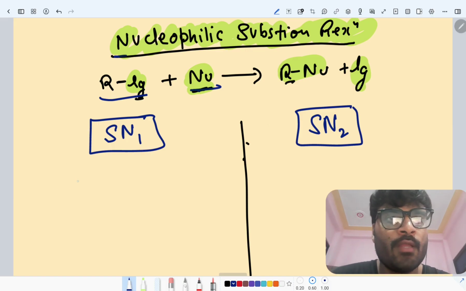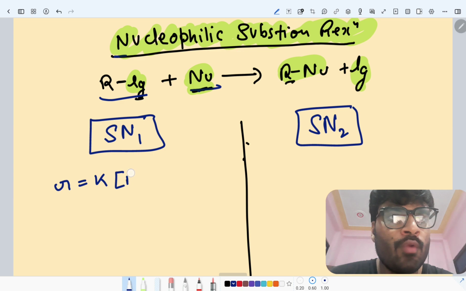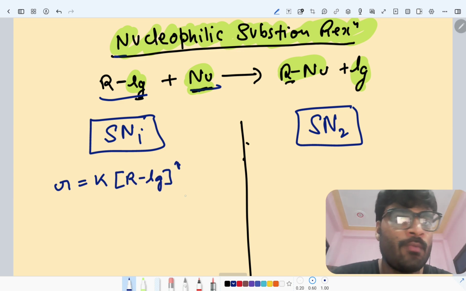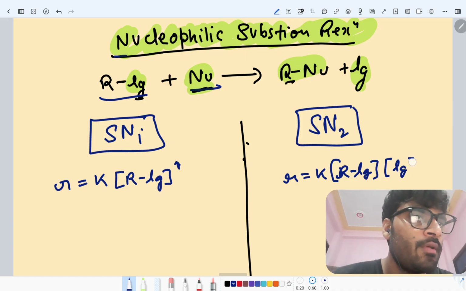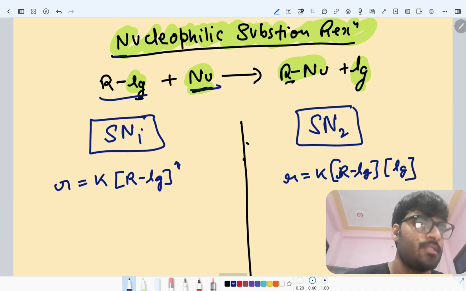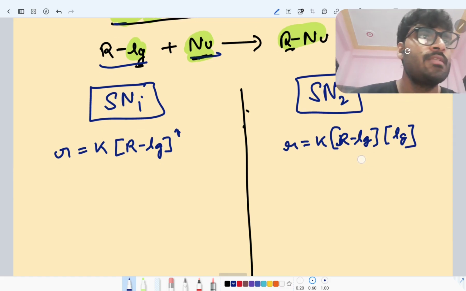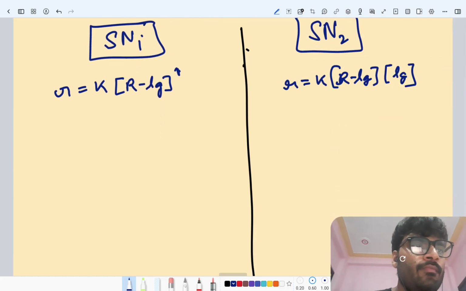If the rate of reaction depends on only the substrate molecule and not on the nucleophile, it is SN1 because the power is 1 only. If the rate of reaction depends on both the substrate molecule and the nucleophile, then we call it an SN2 reaction. Okay, let's quickly see more differences between them.